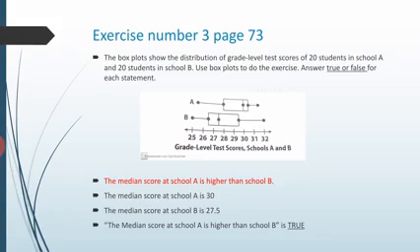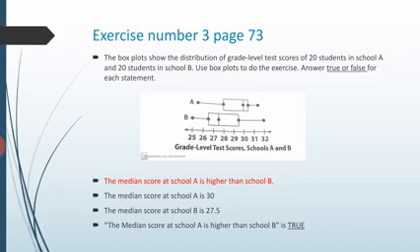Exercise number 3, page 73 of your book. We did exercises 1 and 2 in the last video. Today we will begin from 3. We do 3, 4, 5, 6 and 7. The box plots show the distribution of grade level test scores of 20 students in school A and 20 students in school B. We want to use the box plots and answer true or false for each statement. I write the statement of exercise 3 in red.